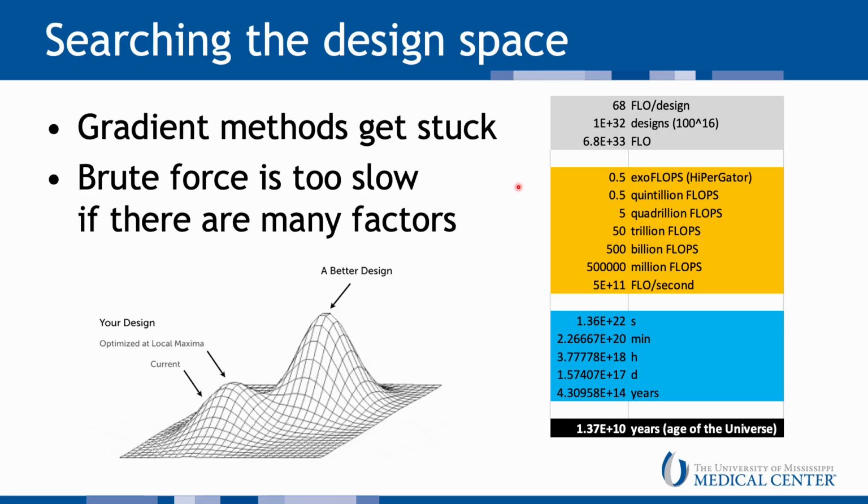Even if the neural network is very fast and only needs 68 floating point operations to evaluate one design, there are so many designs to evaluate when you have 16 different design parameters that even the HiPerGator, one of the most rapid calculating computer clusters in the world, would take longer than the current age of the universe in order to evaluate all the possible different solutions. So the gradient method is no good. It gets stuck. The brute force method is no good because when you have a lot of factors, it takes too long to solve the problem.